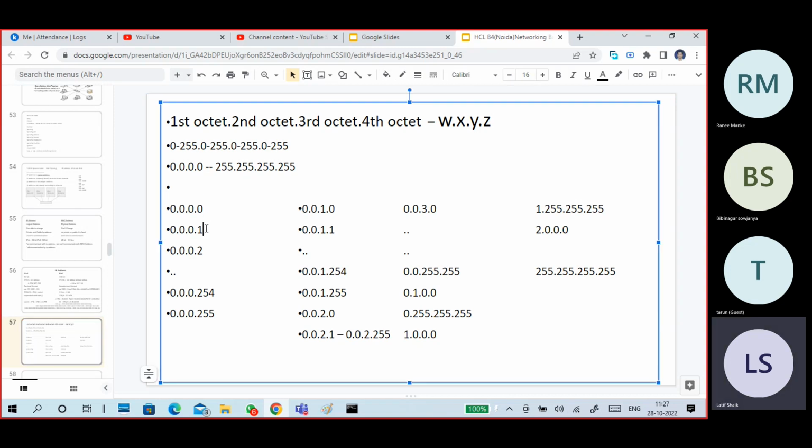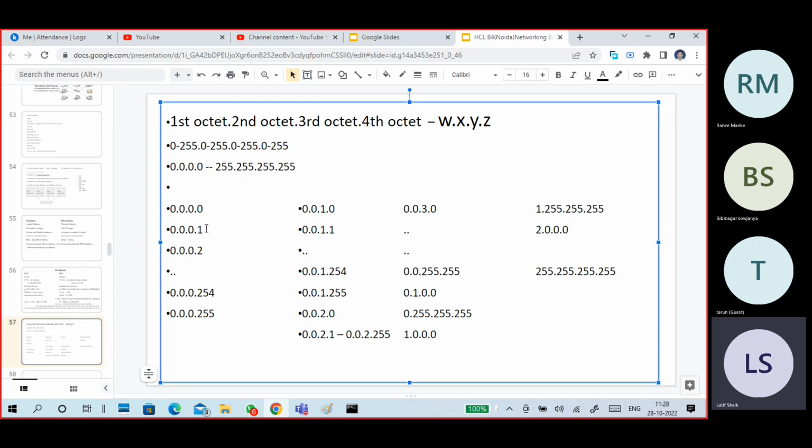Next one is like a sequence: 0.1, 0.2, 0.3, 0.4, up to 0.254, 0.255. The last one is 255. You can't get a 256. Then obviously after 9 you'll get 10. After 98, 99, 100, the 9 again becomes 0: 101, 102, 103, up to 109, 110. Similarly, the same sequence it is.